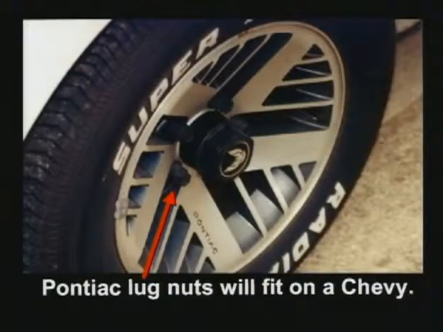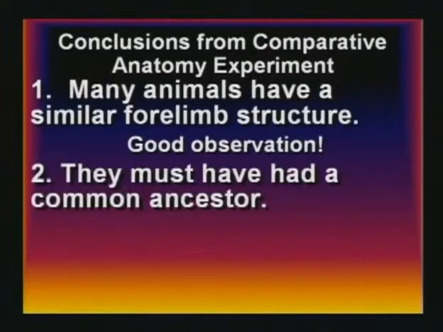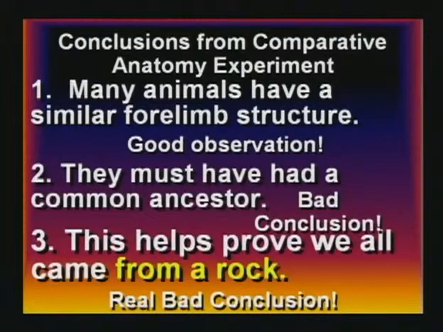That proves they both evolved from Honda 14 million years ago. No, it's true many animals have a similar four-limb structure. That's a good observation. I agree. They say they must have had a common ancestor. Oh, bad conclusion. Then they'll say, this helps prove we all came from a rock. Well, now you really have got a bad conclusion there.